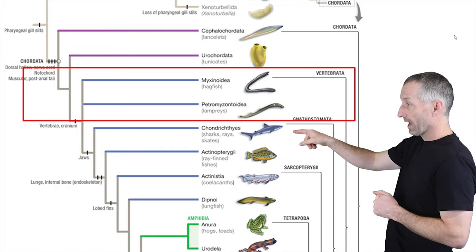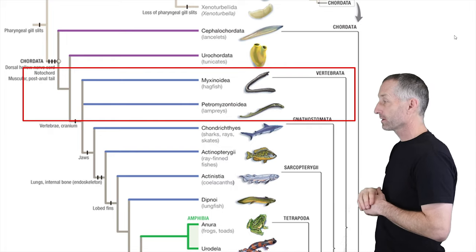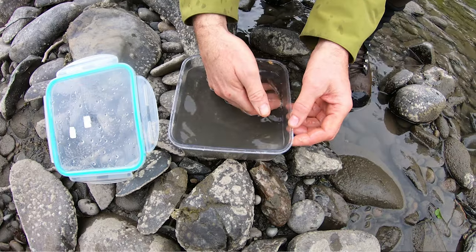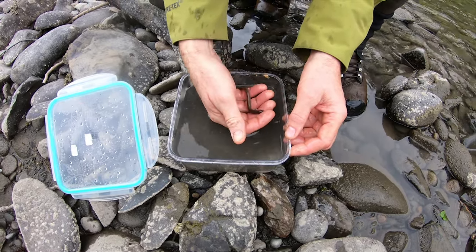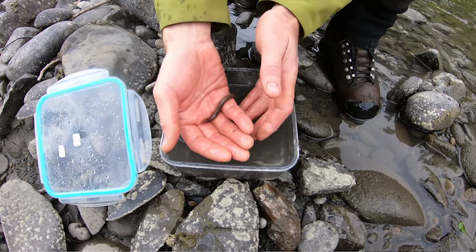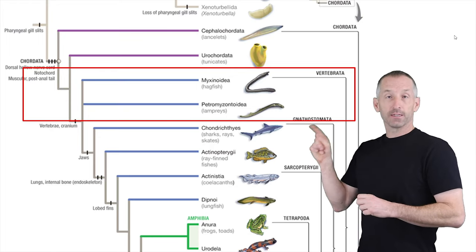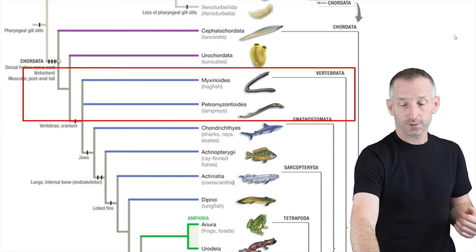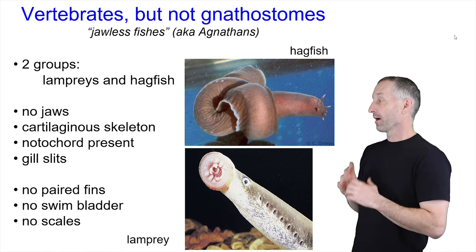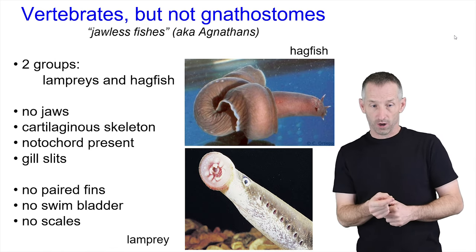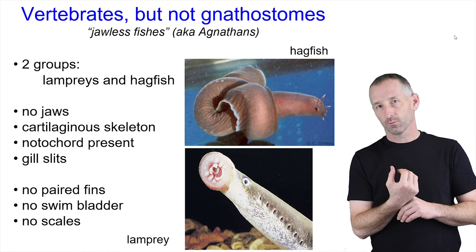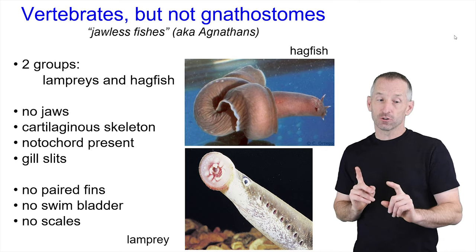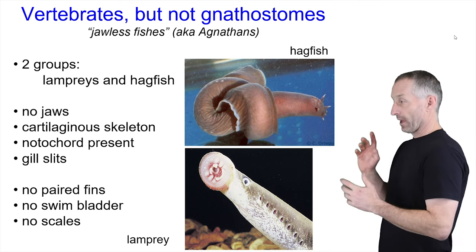Now, first we're going to look at these two groups here called Myxinoidea, the hagfishes, and Petromyzontoidea, the lampreys. If you remember, in the introductory material for my cabin, I showed you a lamprey. And these guys have a particular characteristic which is not shared with the rest of the vertebrates. In particular, they are vertebrates, but they do not have jaws. So they're not yet gnathostomes. Gnathostomes means jawed mouth. Lampreys and hagfishes do not have that. So they have no jaws.